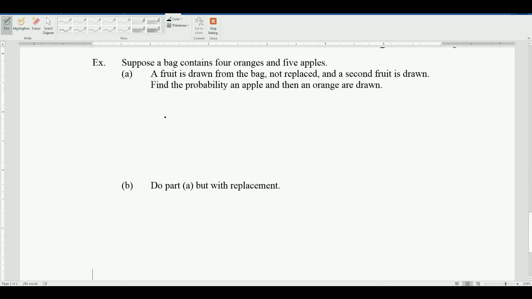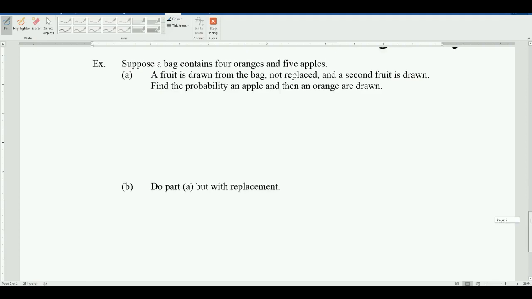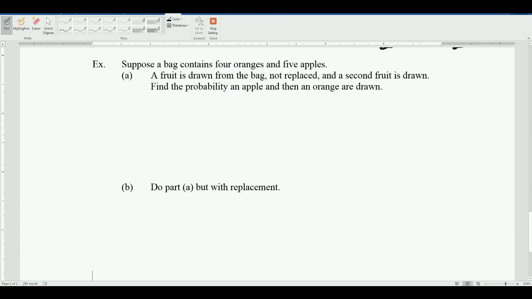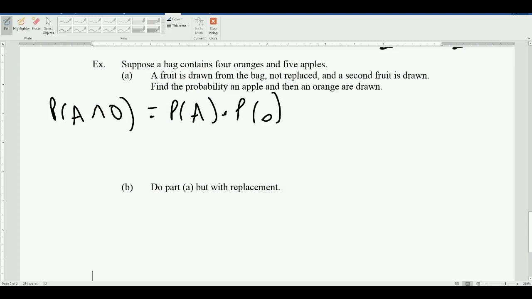Now here we go. We're going to do some examples that are going to apply some of this. How many examples do I have here? I have 3. So we're going to say, suppose a bag contains 4 oranges and 5 apples. And we're going to draw a fruit from the bag, not replace it, and then a second fruit is drawn. So we're going to find the probability of an apple and then an orange. When that says and, that's an intersection, and I know immediately that that's multiplication. Now these are independent events.